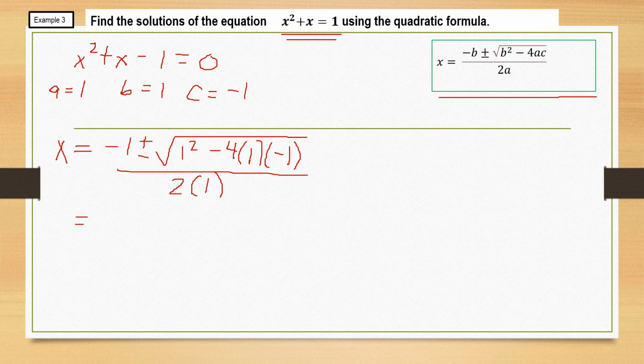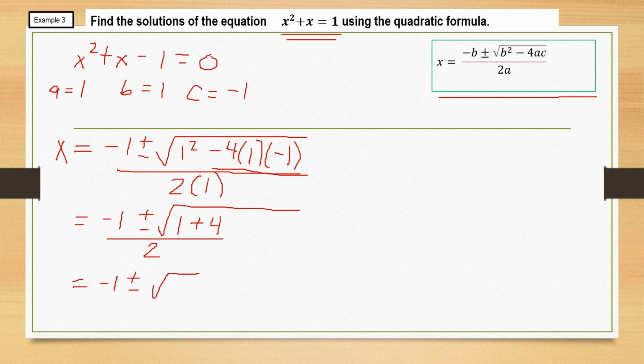Now let us simplify. Negative 1 plus minus the square root of 1 squared is equal to 1. Negative 4 times 1 is negative 4. Times negative 1, we have positive 4. All over 2 times 1, 2. Next, we have negative 1 plus minus the square root of 5 all over 2.